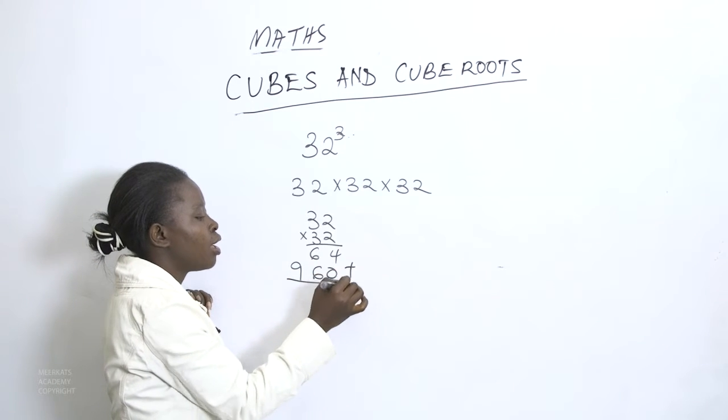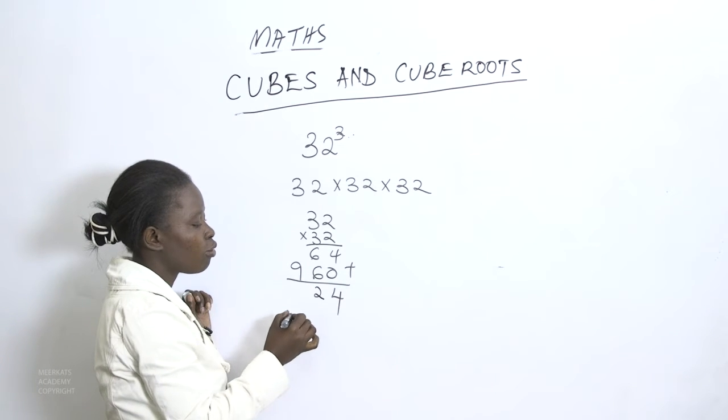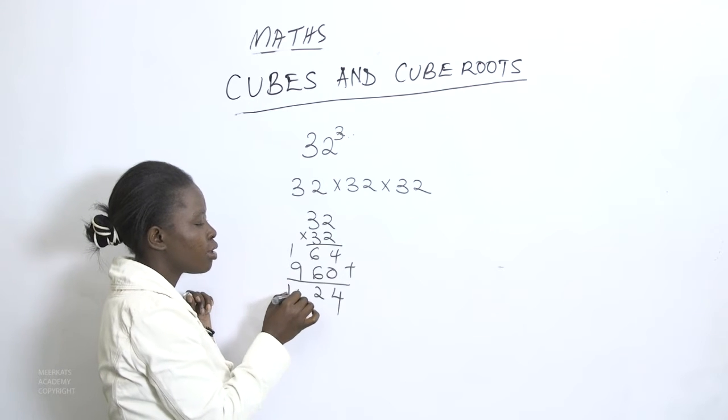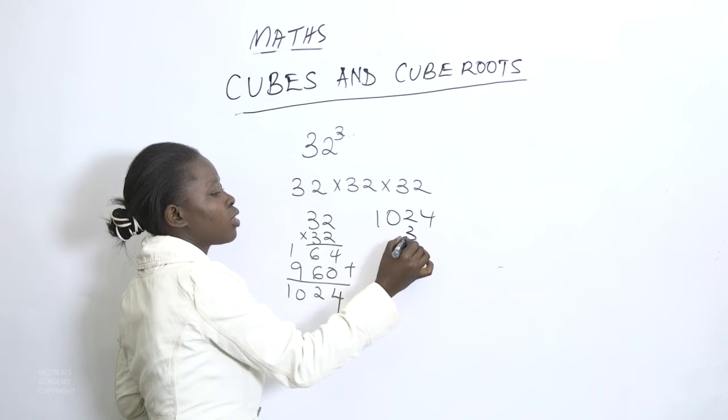So when I add, I have 4 plus 0, 4. 6 plus 6, 12. Write 2 carry 1. 1 plus 9 is 10. So I have 1024 times 32.